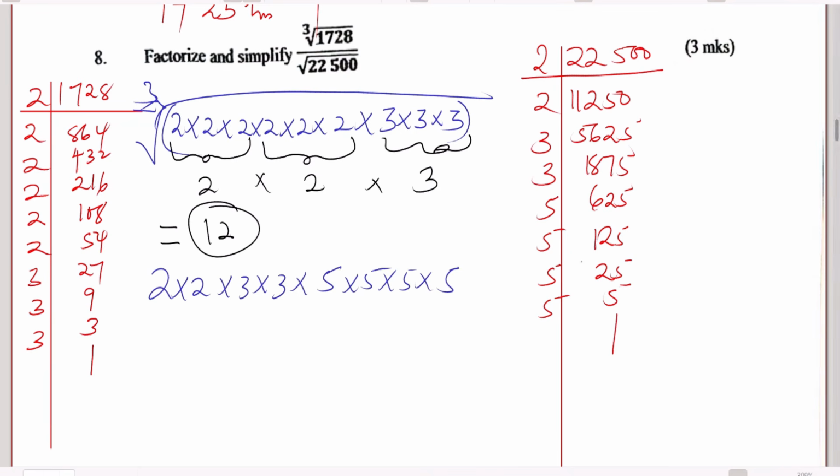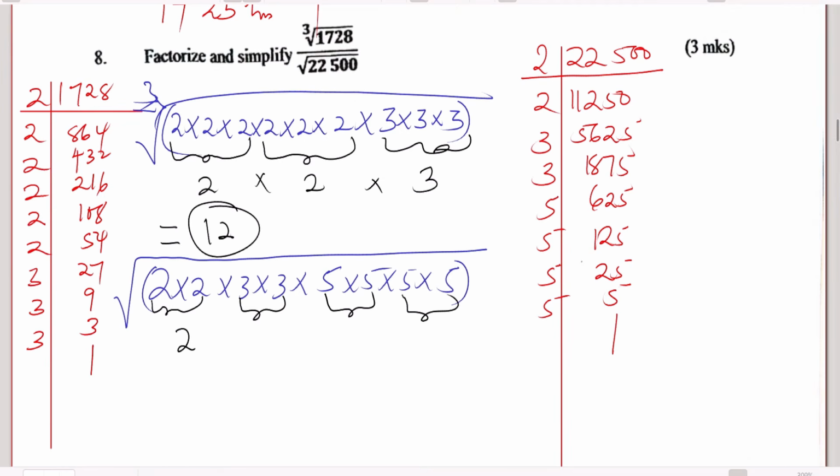Now we are getting the square root. So what do you do when you're getting the square root? Now you group these terms in pairs of 2. For every pair of 2, pick 1. So 2 by 3 by 5 by 5. That is how you get the square root. For every pair of 2, pick 1. So this will be 2 by 3 by 5 by 5.